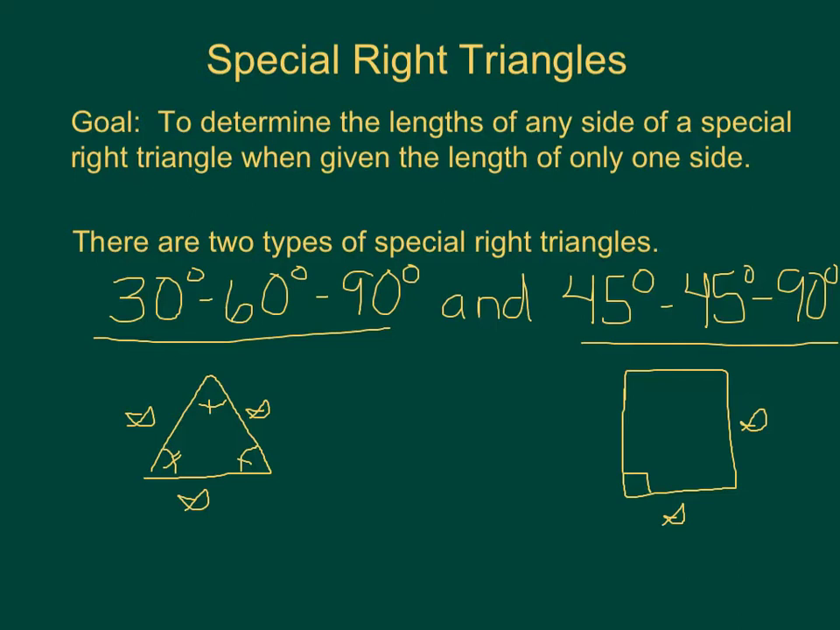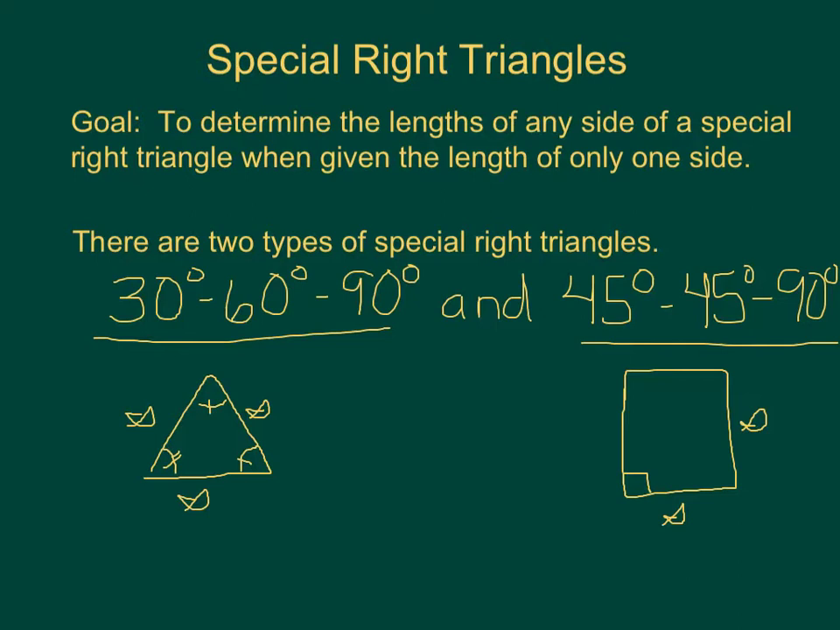One type of special right triangle is the 30 degree, 60 degree, 90 degree triangle. And the second type of special right triangle is a 45 degree, 45 degree, and 90 degree right triangle. Now these are special because no matter how large the triangle is, the angle measures are always the same. There's always a 30 degree, always a 60 degree, and one right angle within that triangle.